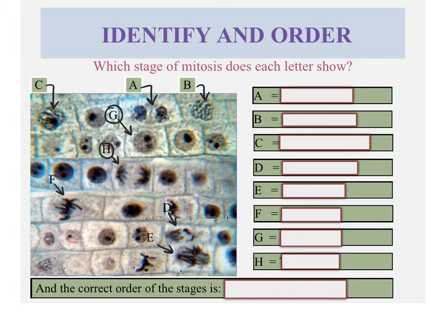Using the previous slide, can you please spend a bit of time now trying to figure out which stage of mitosis each letter shows? Once you've done that, try and put the stages in order. Now this might be a little bit tricky because the picture is frankly abysmal. I apologise, but you can't help what you can't help.